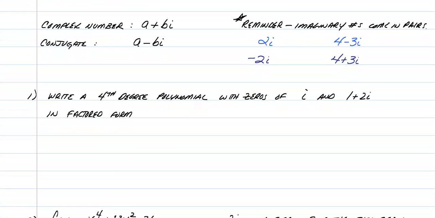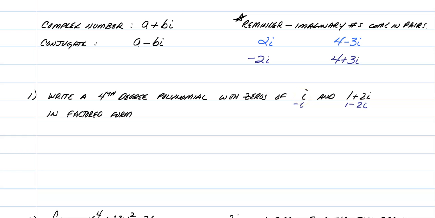For example, the first one. It says write a fourth degree polynomial with zeros of i and 1 plus 2i. So that means you have to remember that that's actually going to have a negative i as well, and it's going to have a 1 minus 2i as well. So there are multiple ways to do this problem. I can tell you one of the ways is to simply write where these came from.